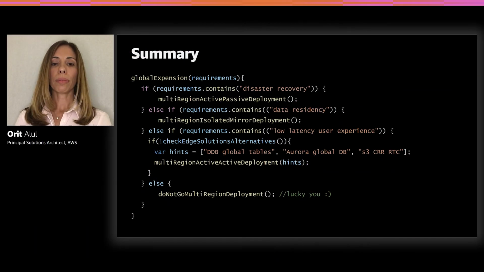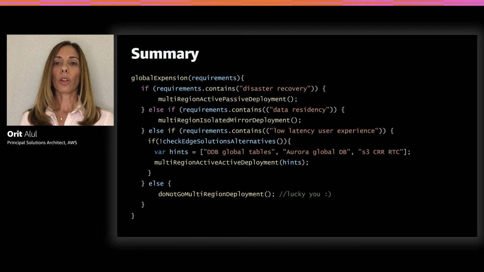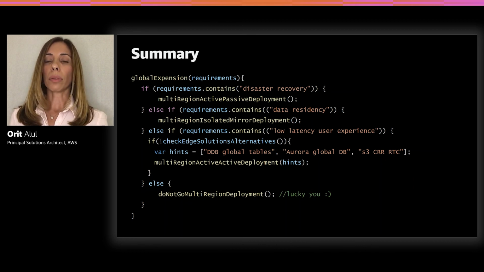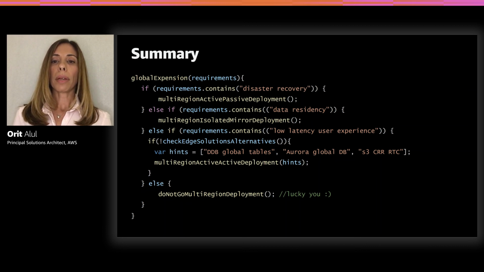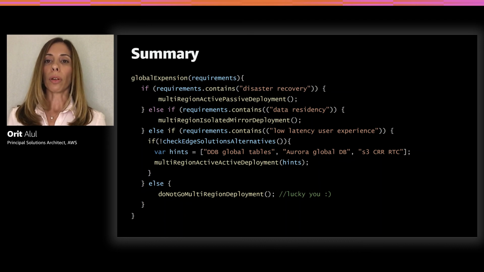Okay, summing up. For me, a few lines of code are better than a few bullets in a presentation. So, if you're interested in global expansion, you should check your requirement first. If your requirement is about disaster recovery, the ability to withstand a regional system failure and transition the load effectively to a different region, you should go with multi-region active-passive deployment. If your requirement is about data residency, where the data and services must be hosted in specific geographic regions, you should go with multi-region isolated mirror deployment.